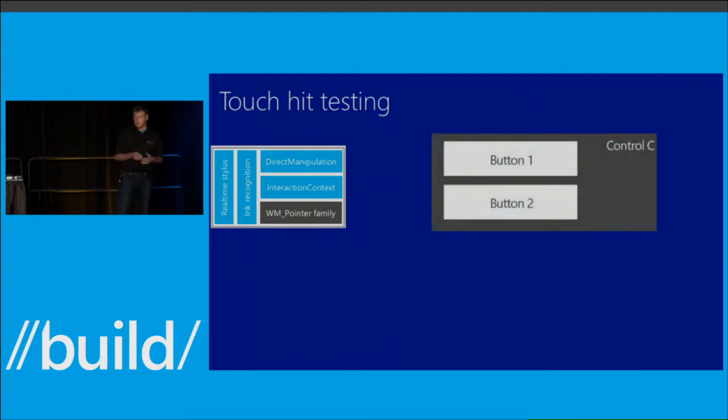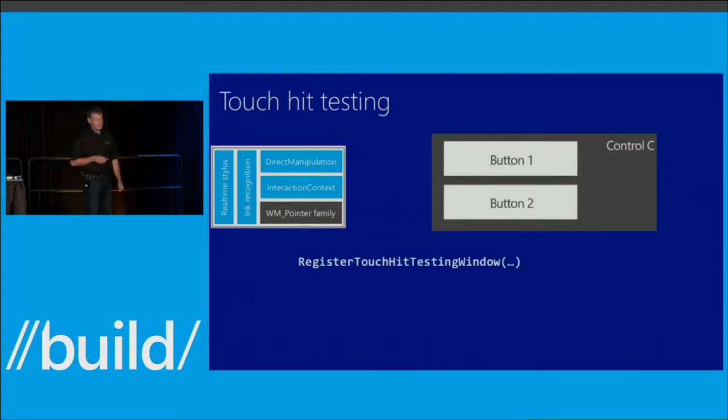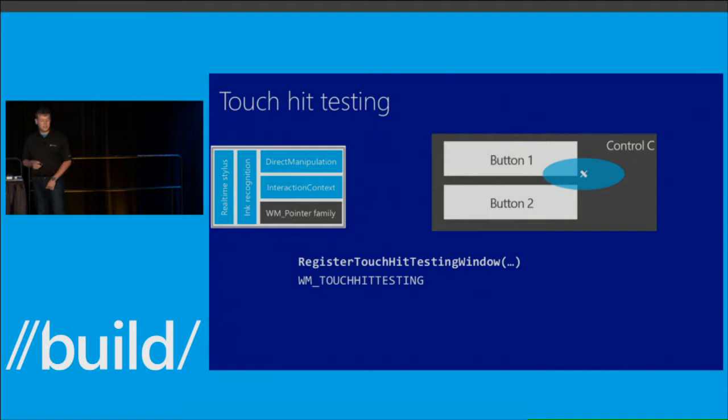What you have here is simply two buttons being hosted inside of Control-C. Now, the very first thing you need to do is go ahead and find the window that these are hosted in and register to participate in hit testing. And you do that with that API call there. Now, from this point forward, when a finger comes down on the screen, you're going to get a WM_TOUCHHITTESTING message.